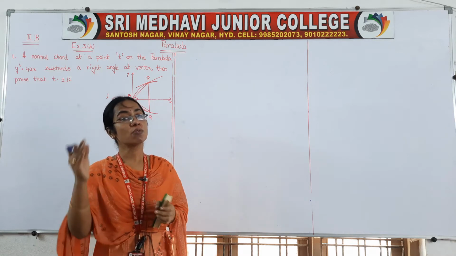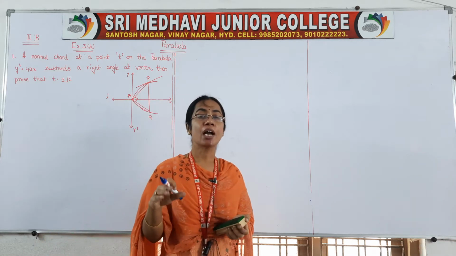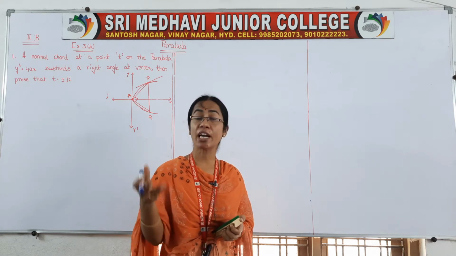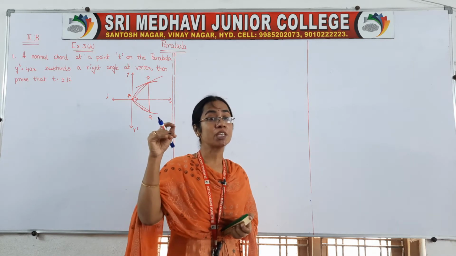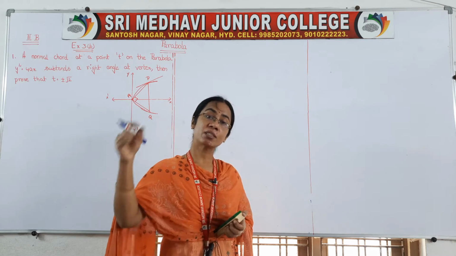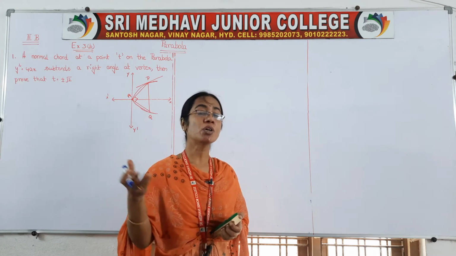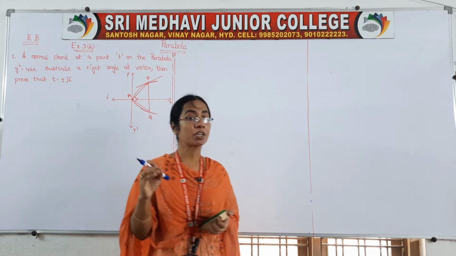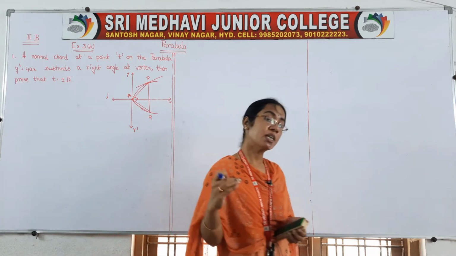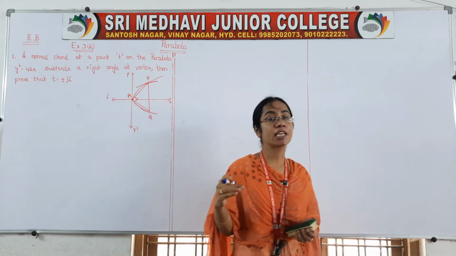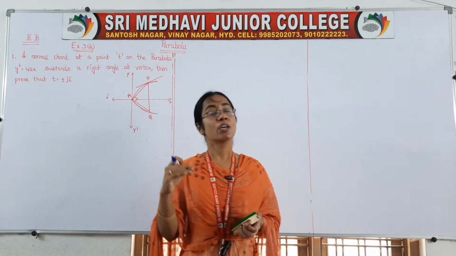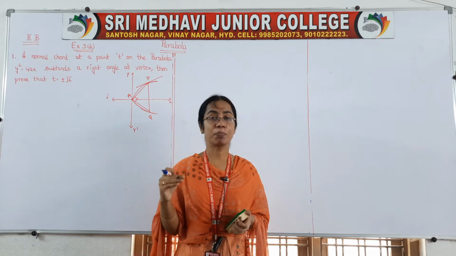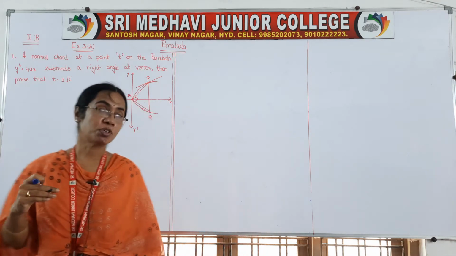By homogenizing, we will get their combined equation and use the formula coefficient of x square plus coefficient of y square is equal to 0. Why? Since they subtend a right angle at the vertex, those two lines are perpendicular to each other. So apply that concept, you will get your answer. Once again, which concept are we using here? Homogenization, homogenizing the curve with the line, which we did in pair of straight lines in your first year 1B. Okay, now come to the question.